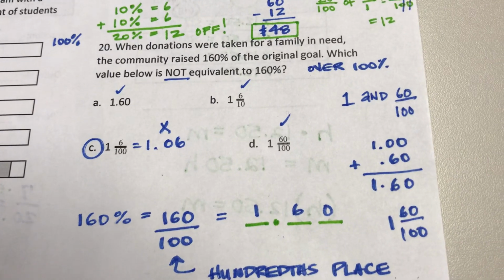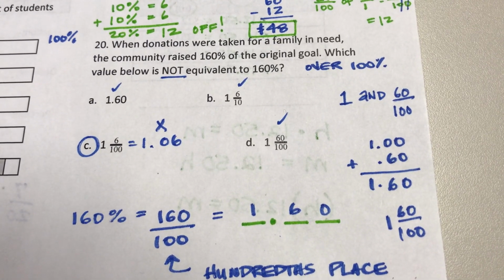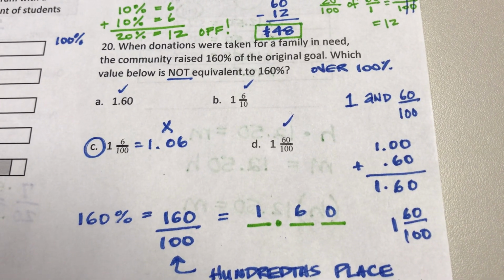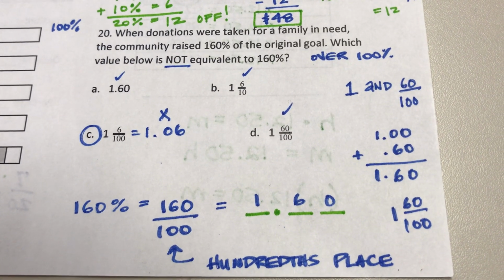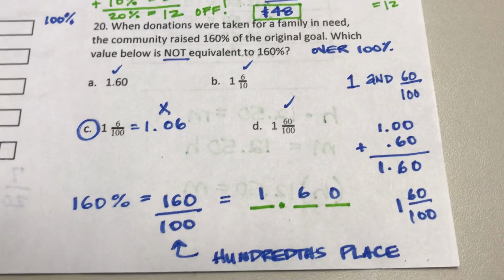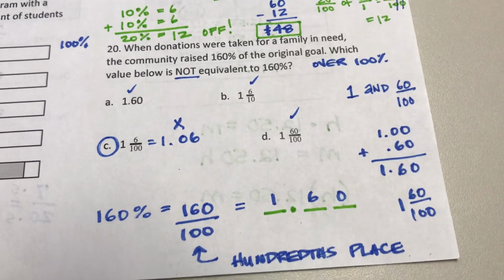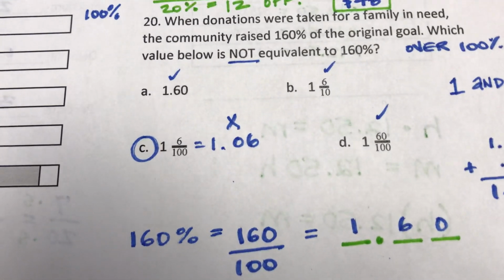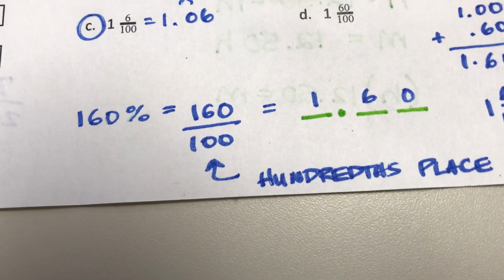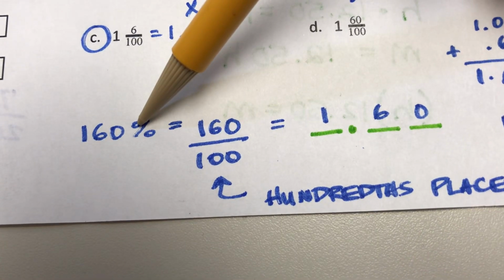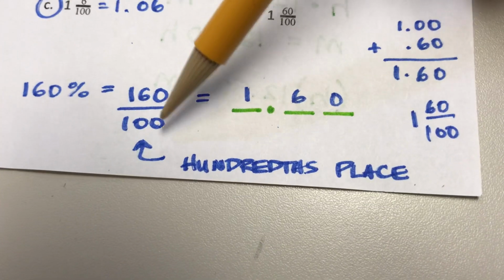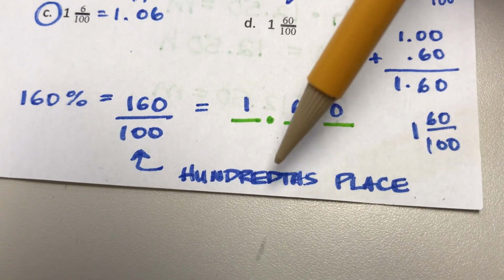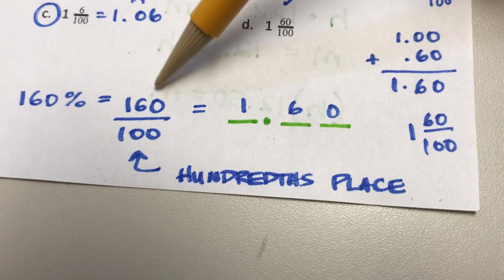Number 20, donations were taken for a family in need. The community raised 160% of the original goal, which value is not equivalent to 160%. So we're over 100% on this one. Just want to know which one is not equivalent to 160%. All right, so come down here and did some work. 160%, all percents are over 100, so 160 over 100. 100 denominator means go to the hundreds place with this number.